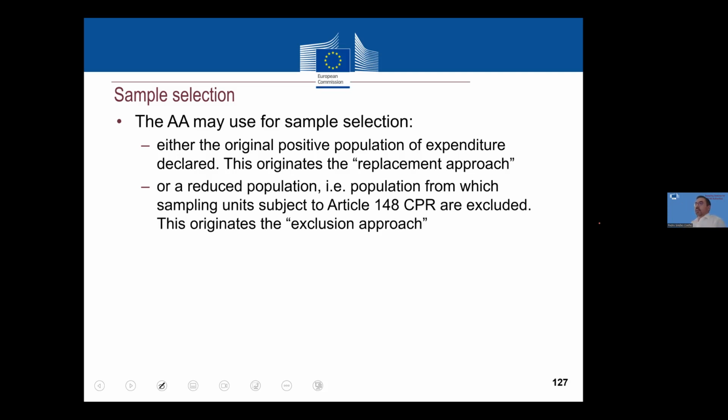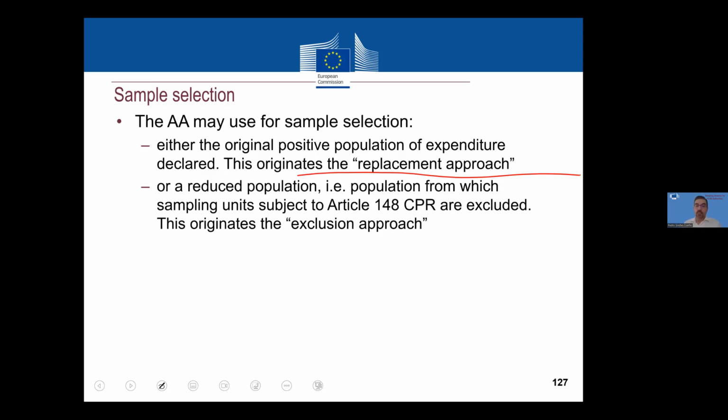And basically, and very simply, it will, in the samples, either replace or exclude the units that cannot be audited because they are under the conditions of Article 148 of the CPR. So, if for the sample selection, imagine that you have some units under this condition, if for sample selection, these units are still in your file from which you select the sample, this originates what we call the replacement approach, which is potentially these units under Article 148 may fall into your sample, but if they fall into your sample, they have to be replaced because it's forbidden to audit them.